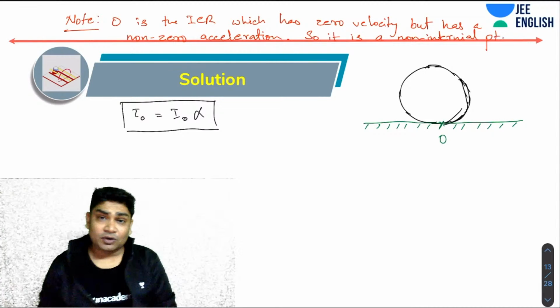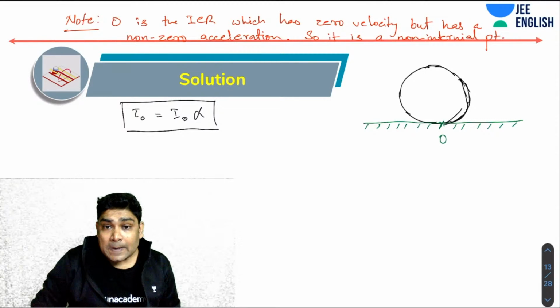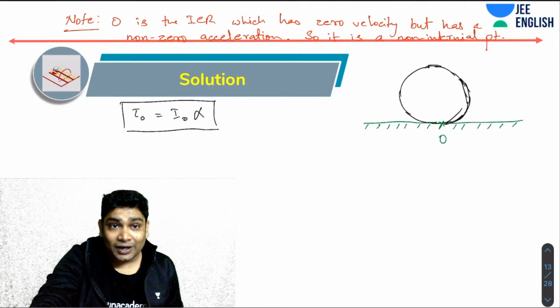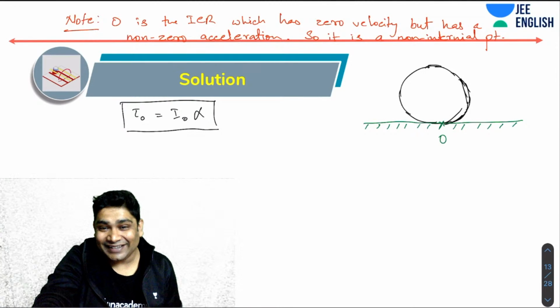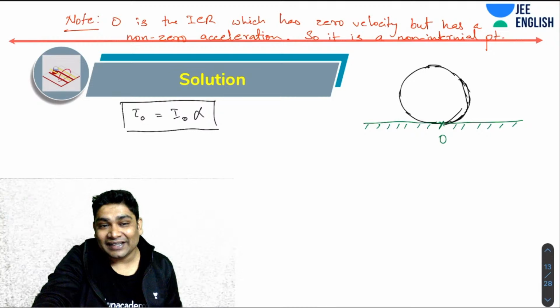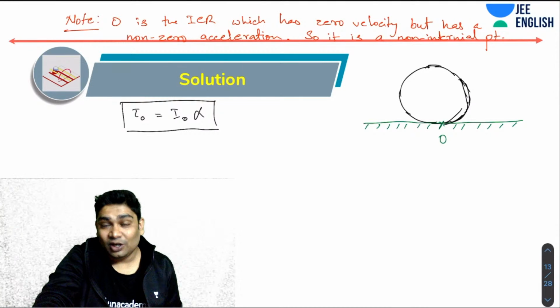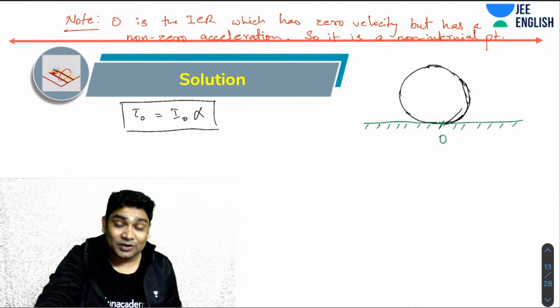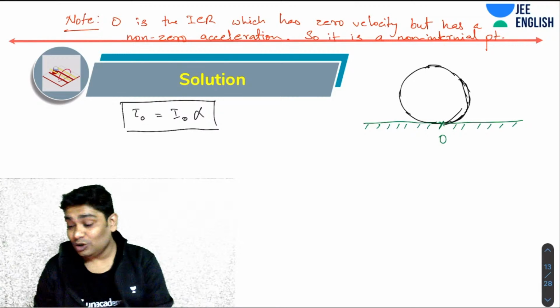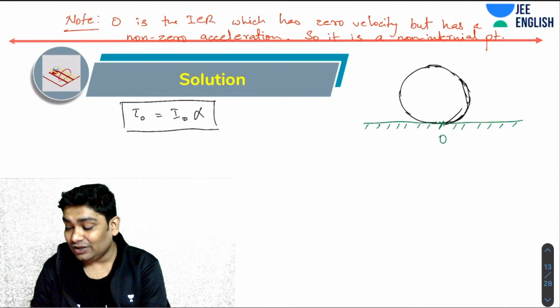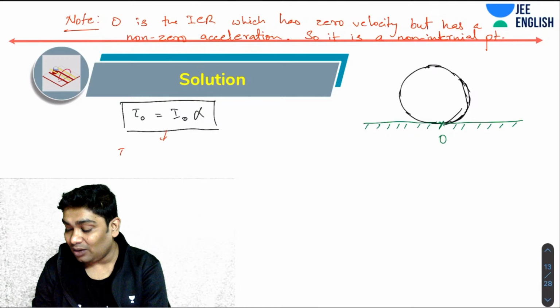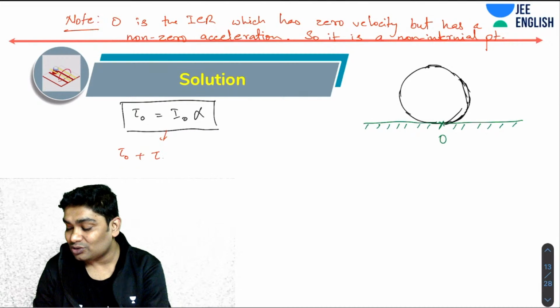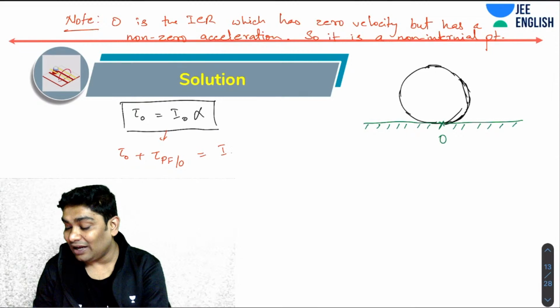Whenever you're taking torques about a non-inertial point, you must add pseudo torque also. So here the correct form actually is tau about O plus tau of pseudo forces about O should be equal to I about O alpha.